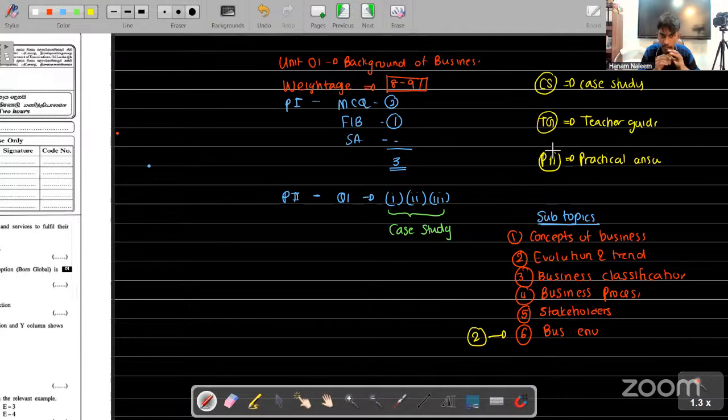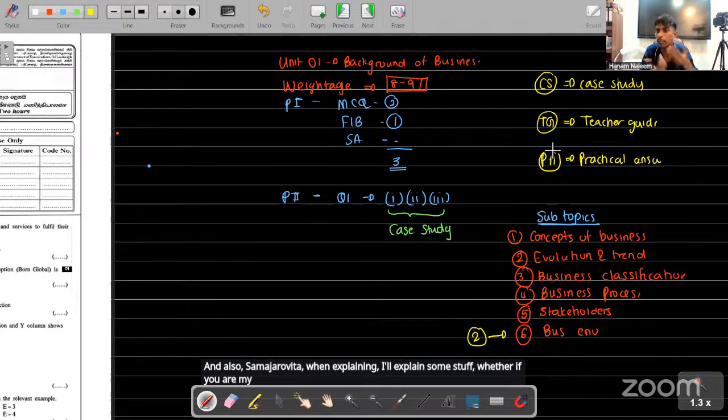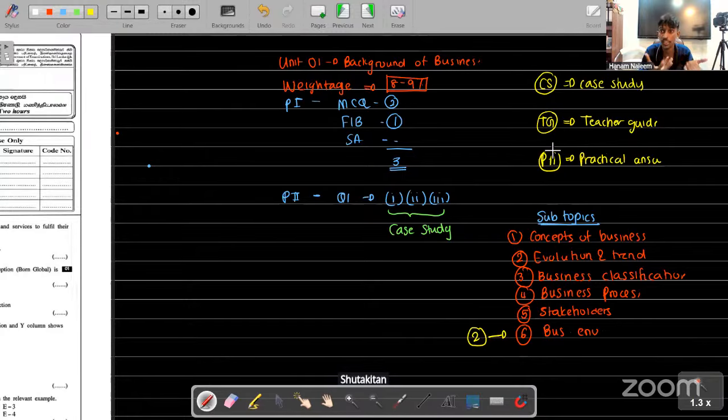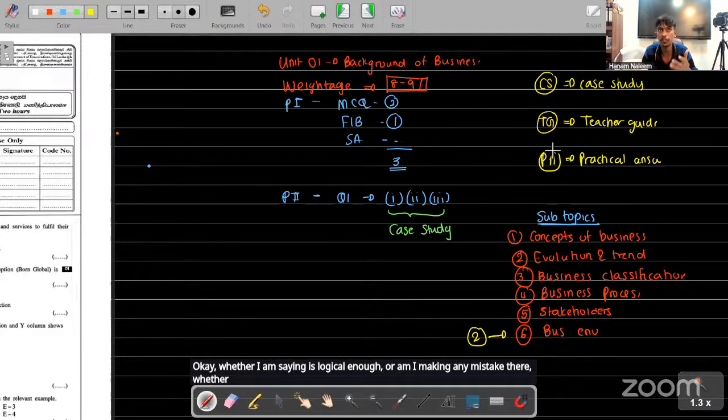And also when explaining, I'll explain some stuff. If you are my student, sometimes you would know those. If you're not my student, it will be a bit different. Sometimes you won't have studied that. So don't lose your confidence in yourself and don't start to doubt yourself. Whether what I'm saying is logical enough, or whether I'm making any mistake, or you have studied in a different way, you can just ask me and get it clarified.